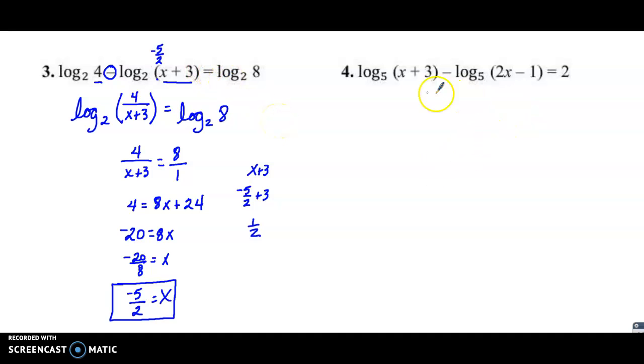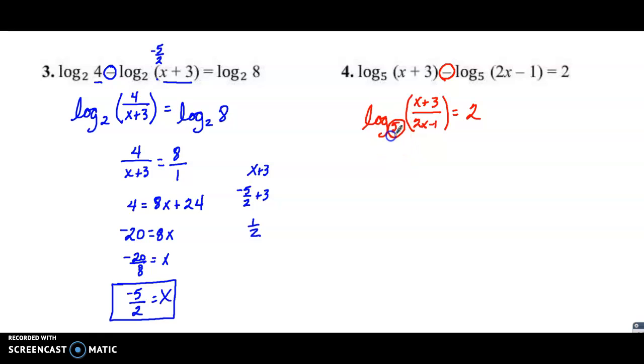All right, very similar on this one, but notice we've got more variables in there as well. I have a minus, so I know it's division. So when I write my first log base 5, my division is going to be my x plus 3 divided by my 2x minus 1 equals 2. But notice this time it's not equal to a log on the right, so even though we still did this, we can still do that little circle thing that we did earlier.